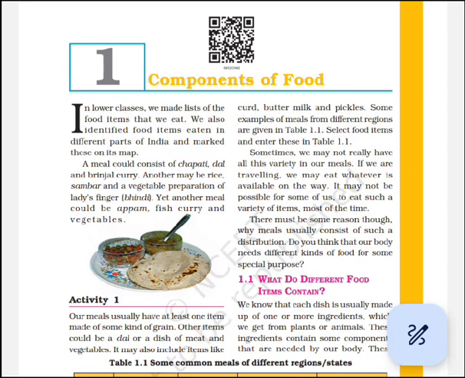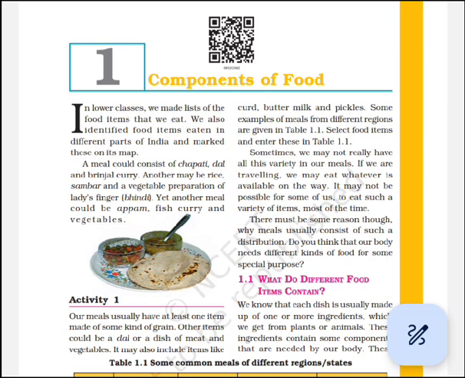Chapter 1, and the topic is Components of Food. In lower classes, we made lists of the food items that we eat. We also identified food items eaten in different parts of India and marked these on its map. A meal could consist of chapati, dal, and brinjal curry. Another may be rice, sambar, and a vegetable preparation of lady's finger. Yet another meal could be appam, fish curry, and vegetables.